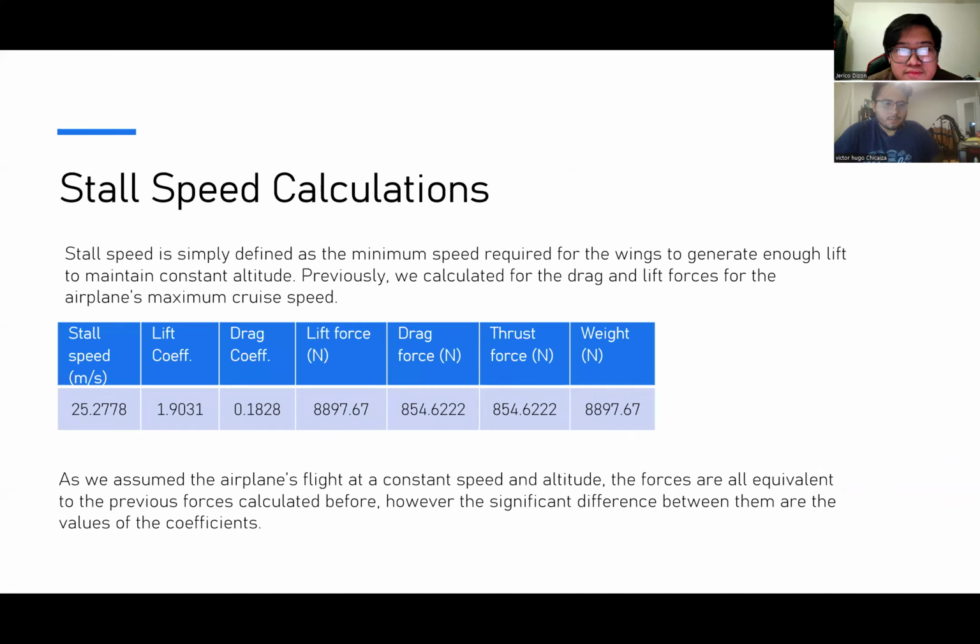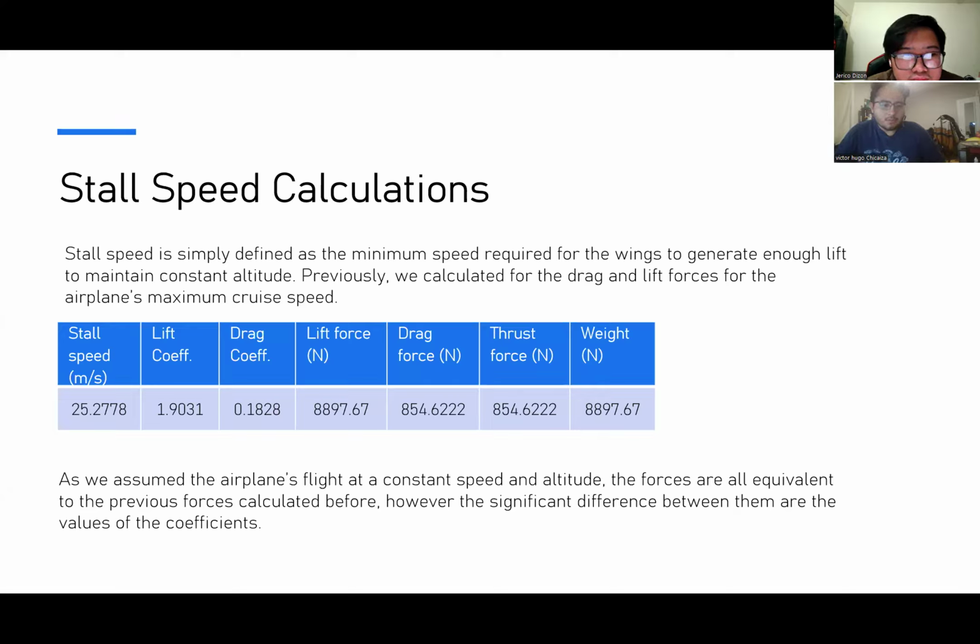Well, the stall speed is simply defined as the minimum speed required for the wing to generate enough lift to maintain a constant altitude. Previously, we calculated the drag and lift forces for the airplane's maximum cruising speed. And as below, you can see the different coefficients and forces at the stall speed.